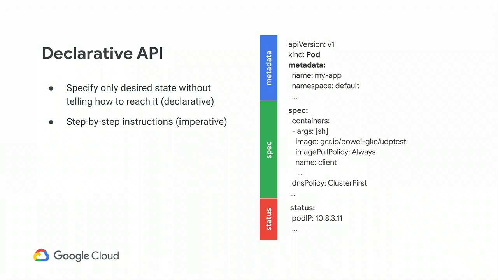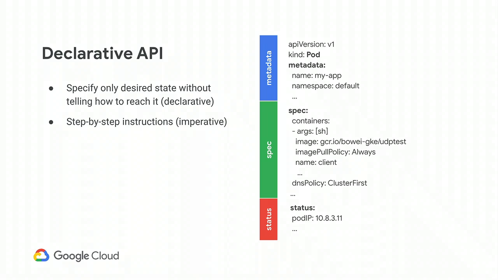This is different from an imperative API, in which the users have to provide step-by-step instructions. In Kubernetes, all the API resources, all the objects, have an API that can be broken down into 3 components. The first component is metadata, in which you can put the name, namespace, labels, etc. The second component is the spec, where users provide the desired states that they want for this particular API resource.